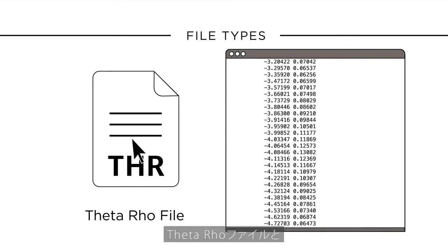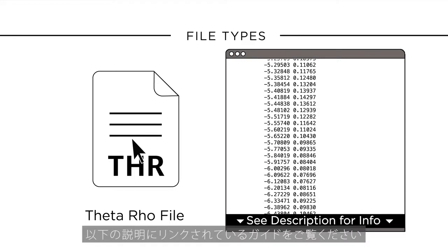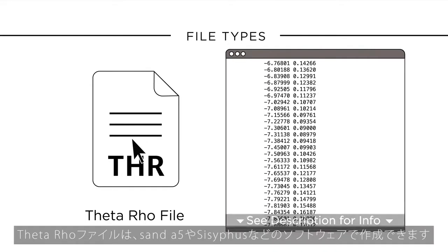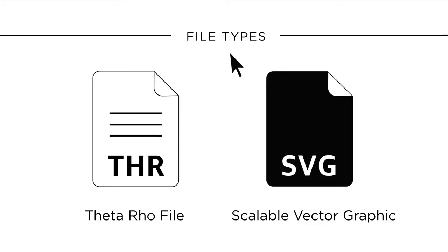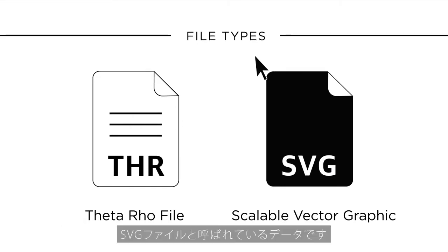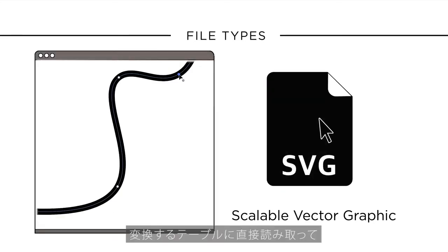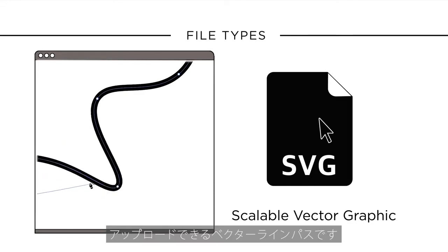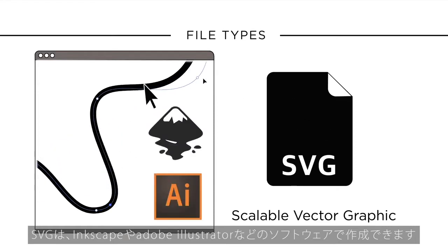If you'd like to know more about theta row files and the intricacies of how the Sisyphus program works, please see the guide linked in the description below. Theta row files can be made on software like Sandify and Sisyphus for the rest of us. Sisyphus also takes scalable vector graphics files, aka SVG files. These are vector line paths that can be read and uploaded directly to your table, where Sisyphus converts them into theta row files. SVGs can be made with software like Inkscape and Adobe Illustrator.